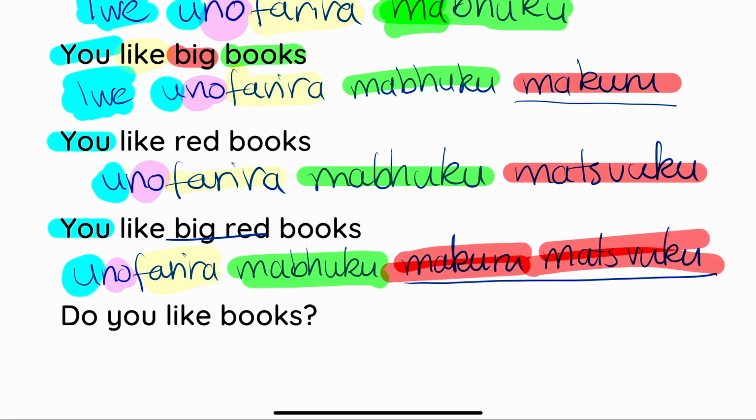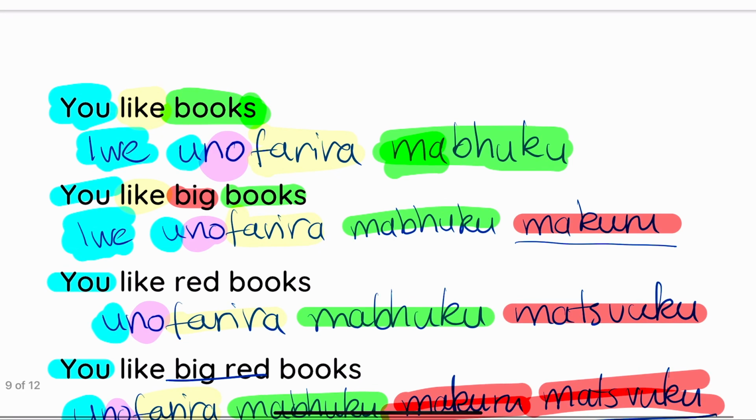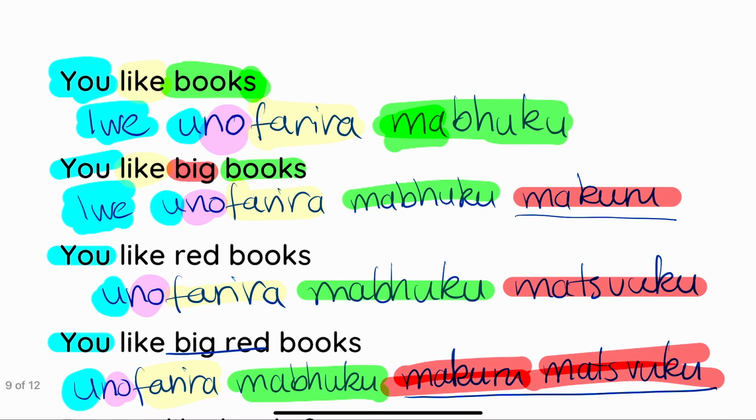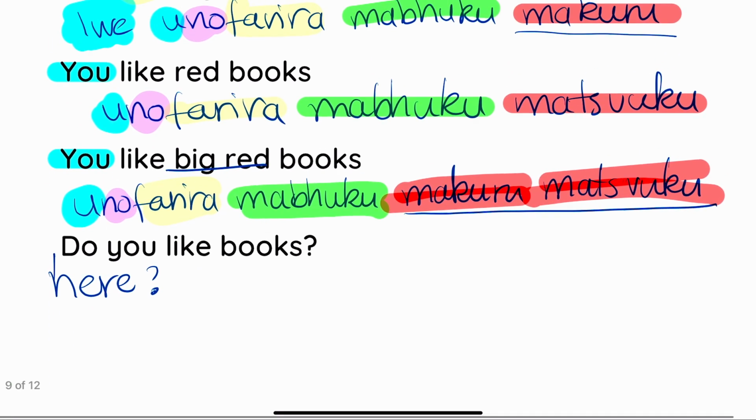If I want to ask a question though, I can ask a question by saying, do you like books? Shona has got a special way that I can ask a question, especially yes or no questions, by using a question particle called here. Here is a question particle. So you put that at the end of your sentence. So here I would basically have the sentence that says, I like books. Remember, I like books, or you like books. Iwe unofarira mabhuku. And then I would change it to a question by adding here. So it becomes iwe, which is optional.